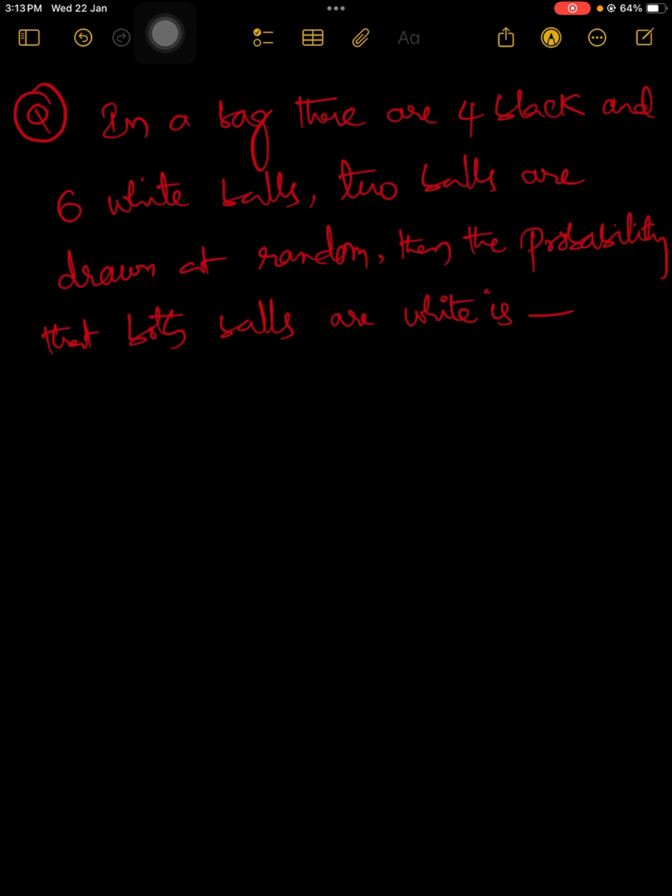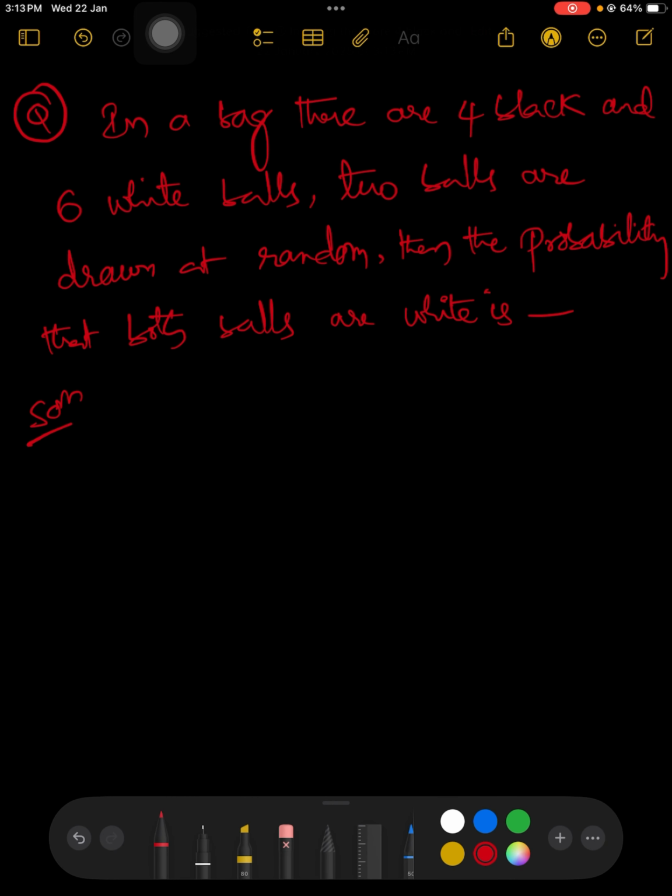And the next question is also from probability. It is a very simple question: in a bag there are 4 black and 6 white balls. The total balls are 10. 2 balls are drawn at random. Then the probability that both balls are white. Now if you want both balls to be white, clearly how many white balls are there? 6c2 by total 10c2, right?